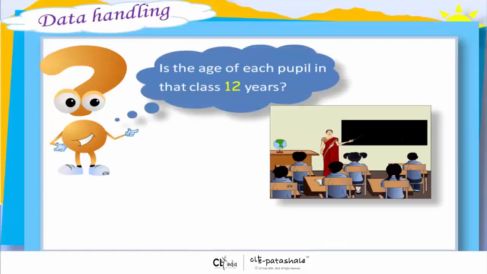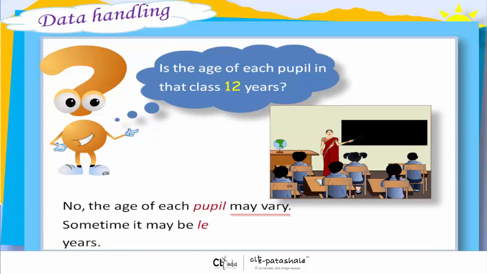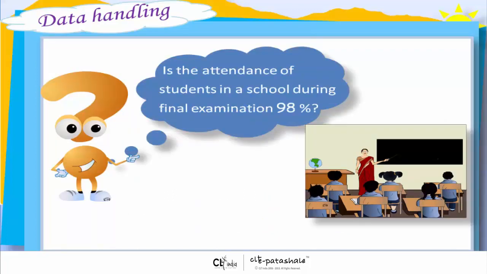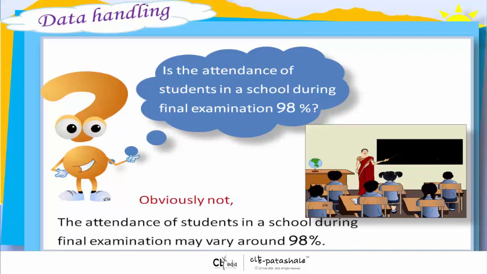Is the age of each pupil in that class 12 years? No, the age of each pupil may vary. Sometimes it may be less than 12 years or more than 12 years also. Is the attendance of students in a school during final examination 98%? Obviously not. The attendance of students in a school during final examinations may vary around 98%.